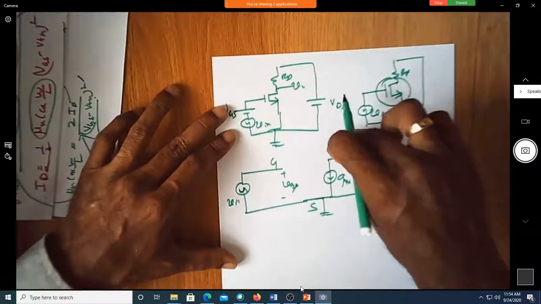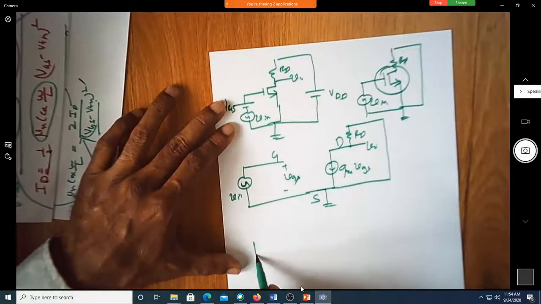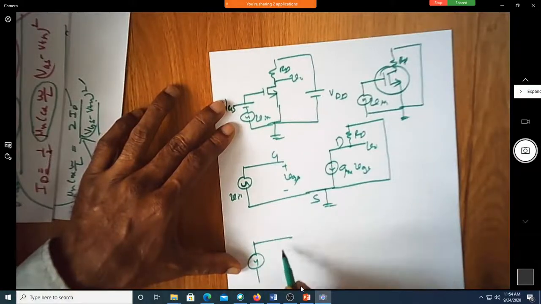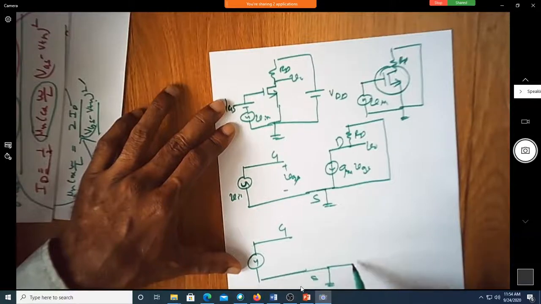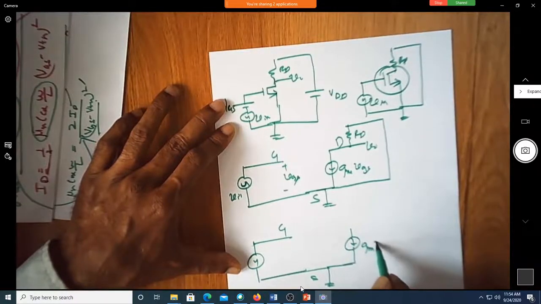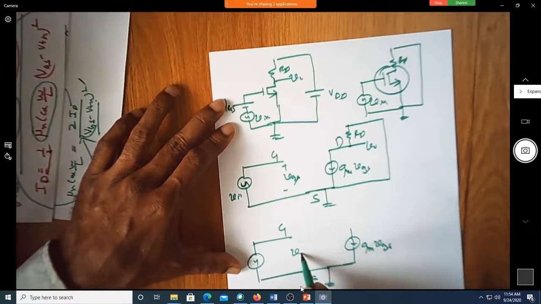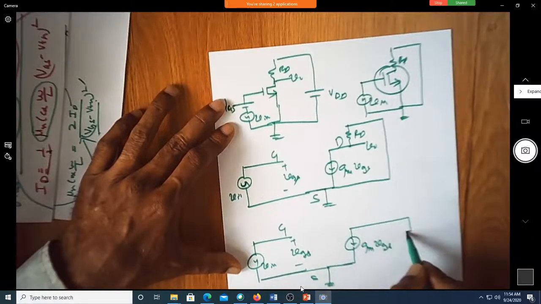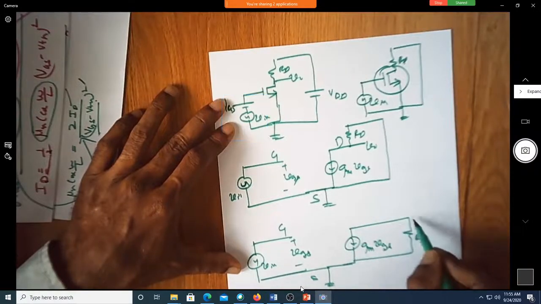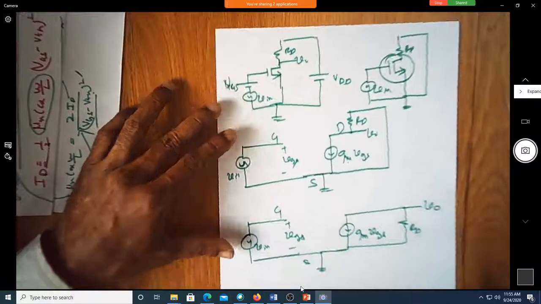So now, shall I flip it down here? Yes, sir. You can see this is gate, source, grounded. There is a current source, gm into VGS. This is VGS, plus and minus. This is V in, and this is RD. Am I correct? Yes, sir.